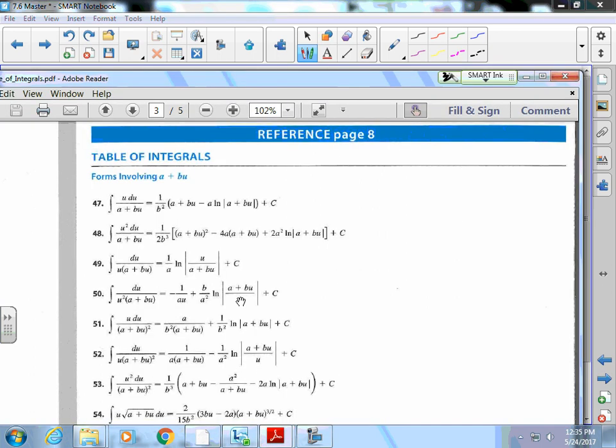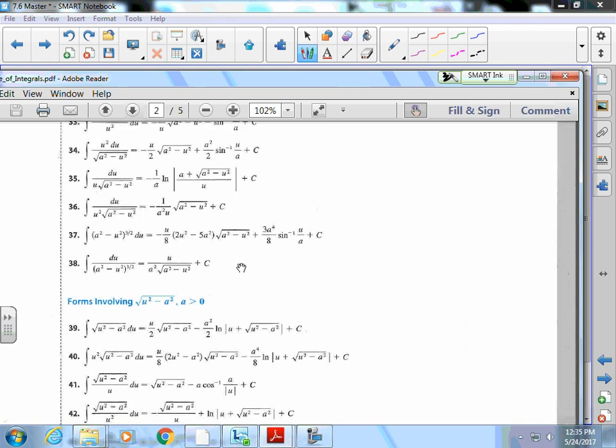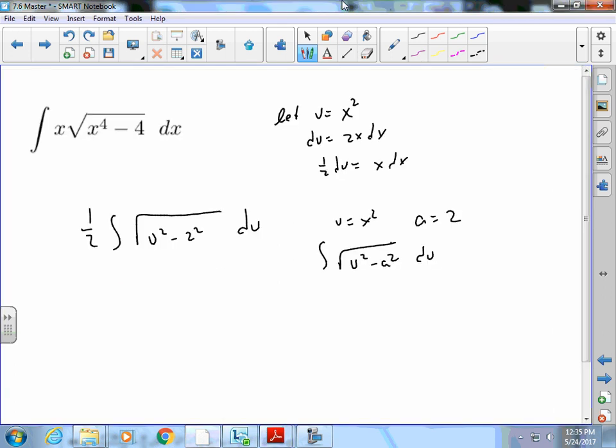Going back into our formula sheets here, all right, we're looking for something with the square roots. Here is u squared minus a squared, where a is greater than 0. And look, the first one, number 39. I have a u over 2. Yep, this looks good. So we're saying number 39 is the one we want to use. So I'm going to write that down.